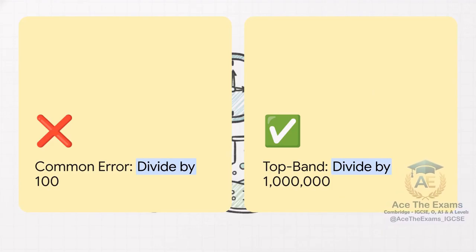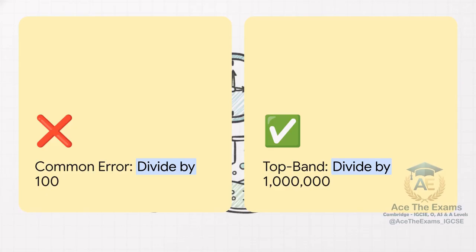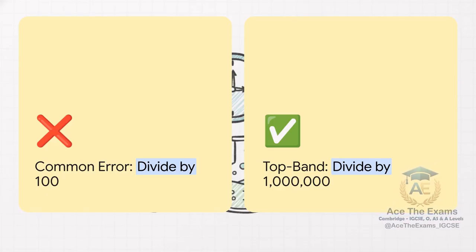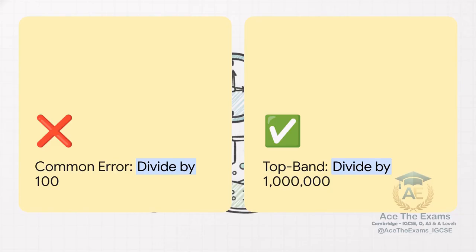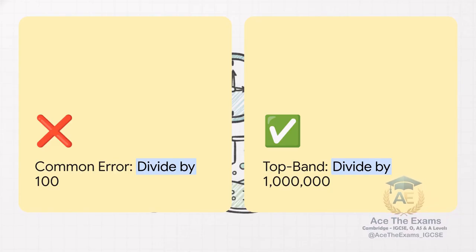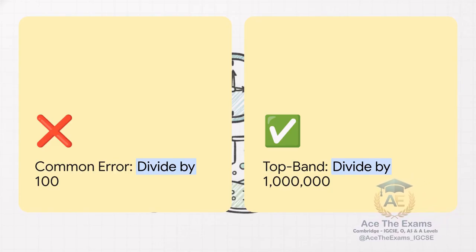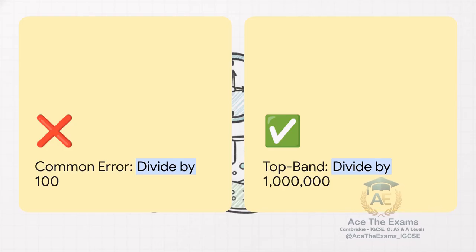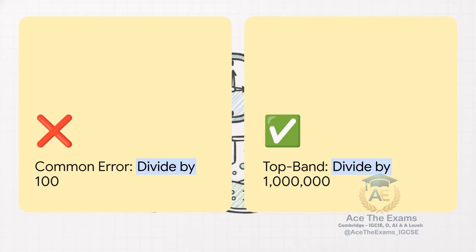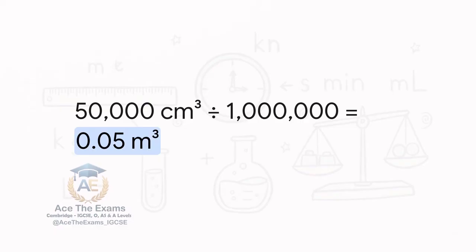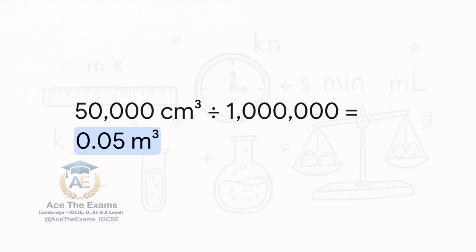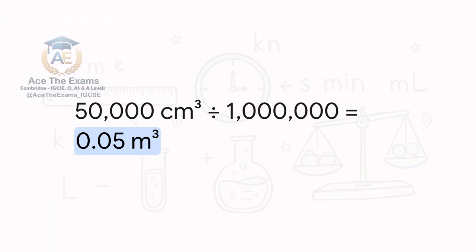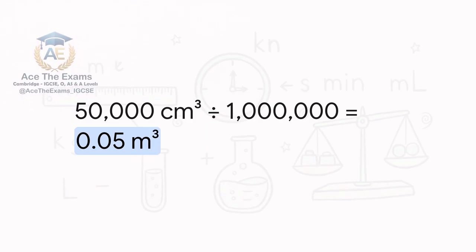Okay, let's see how you did and apply some real examiner-style correction. Let's look at the common error first. A stressed student looks at 50,000 cubic centimeters and automatically just divides by 100, getting the whole question fatally wrong. But the top band method, that student recognizes that cubic centimeters is a measure of volume with 3 dimensions and correctly divides that 50,000 by 1 million. Which neatly closes the loop we opened up earlier. When you take that 50,000 cubic centimeters and divide it by 1 million, you arrive at exactly 0.05 cubic meters.